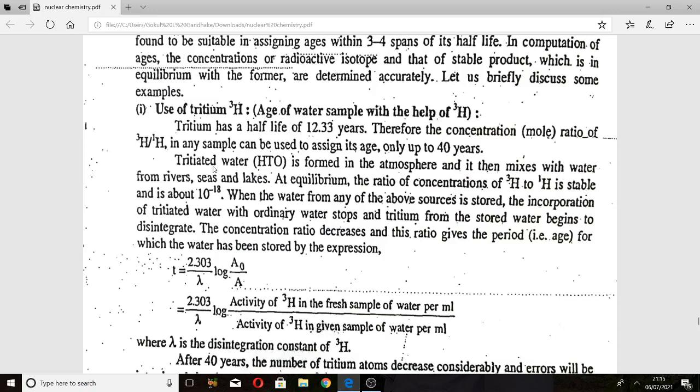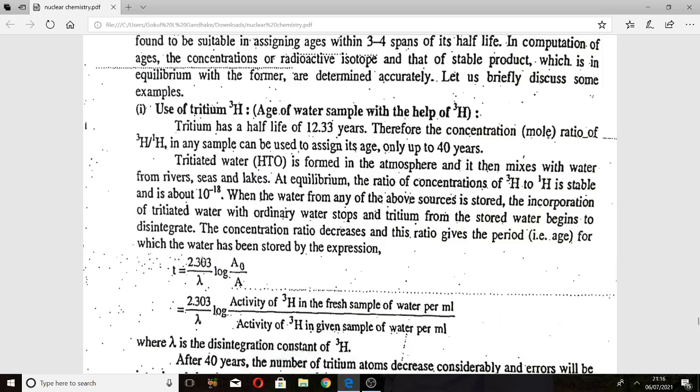The tritiated water is formed in the atmosphere and then mixes with water, forming rivers, seas and lakes. At equilibrium, the ratio of concentration of tritium to proton is stable and is about 10 raised to minus 18. When the water from any of these sources is stored, the incorporation of tritiated water with ordinary water stops, and tritium from the stored water begins to disintegrate.